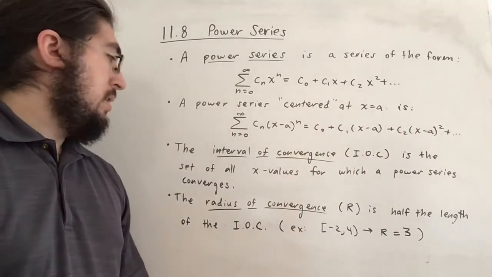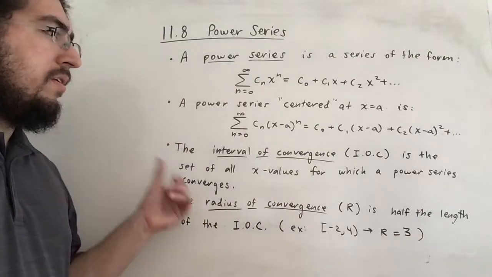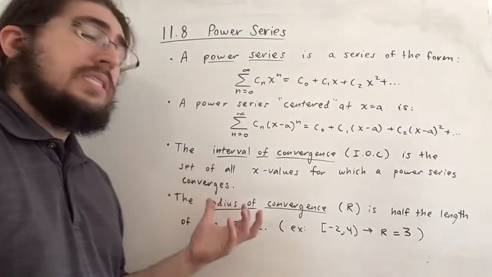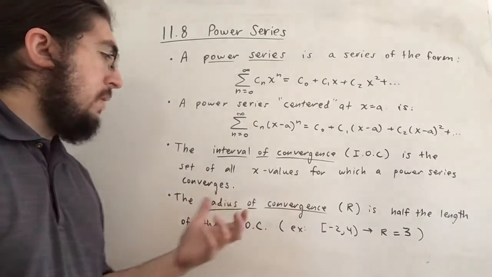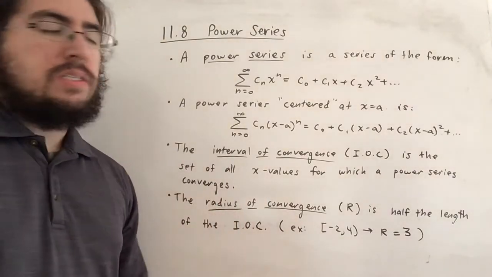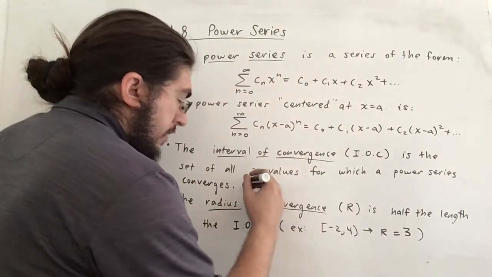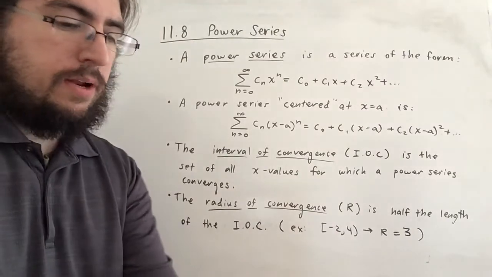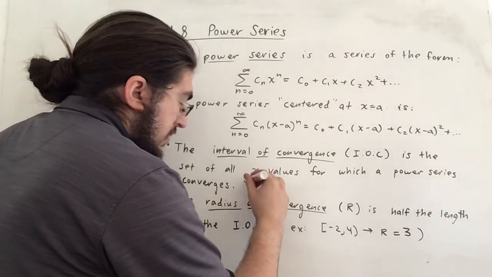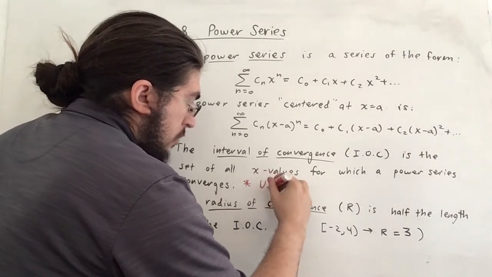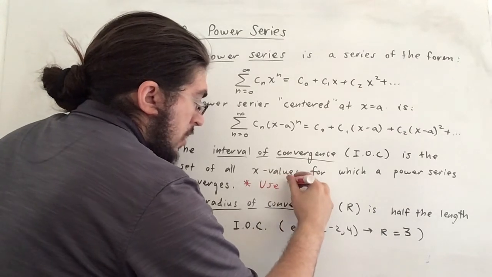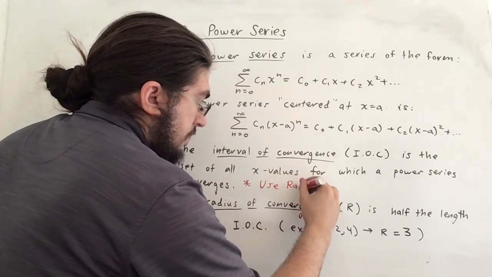And now the interval of convergence of a power series is the set of all x values for which the power series actually converges. And let me say as a note here, let me do it in a different color, like red, just as a quick note, we'll be very often using the ratio test.